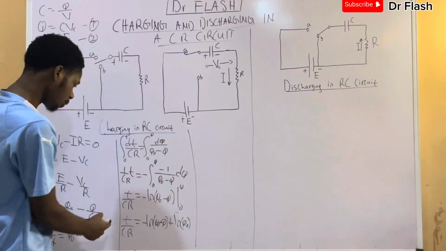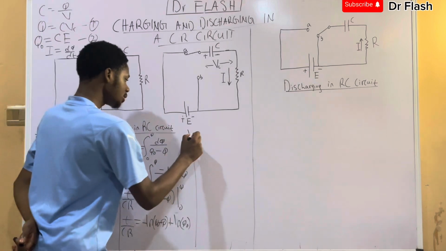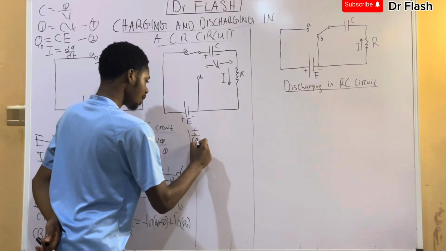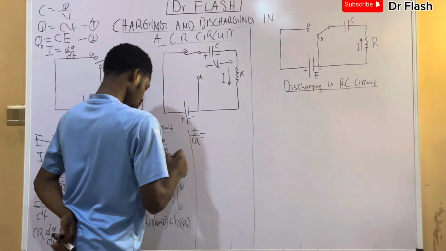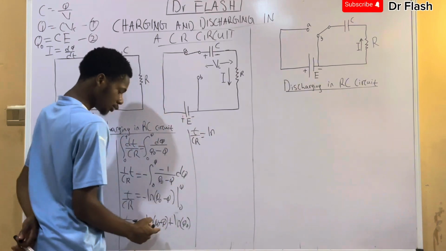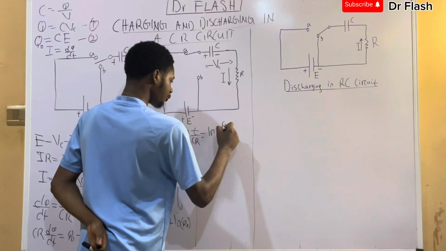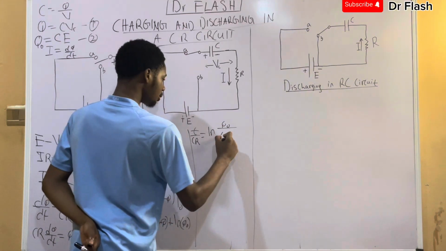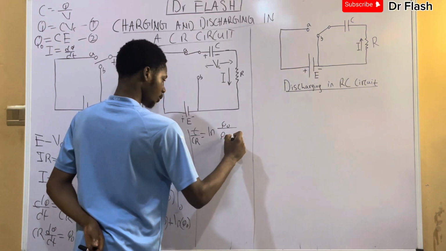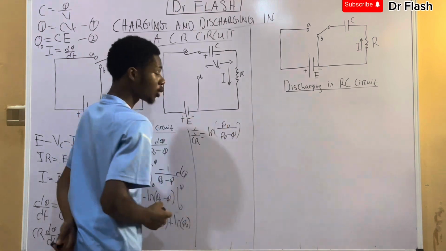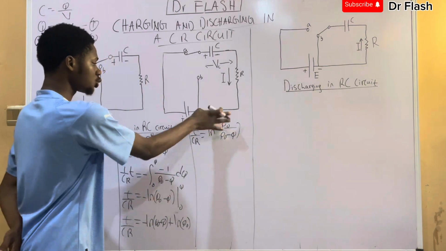Now I'll come here and finish it up. So from here we'll have t divided by CR is equal to, applying the laws of logarithm, this minus this, so you have ln of Q naught divided by Q naught minus Q. Okay, we are done integrating. We want to make Q the subject of the formula. Now I can choose to turn this one upside down.